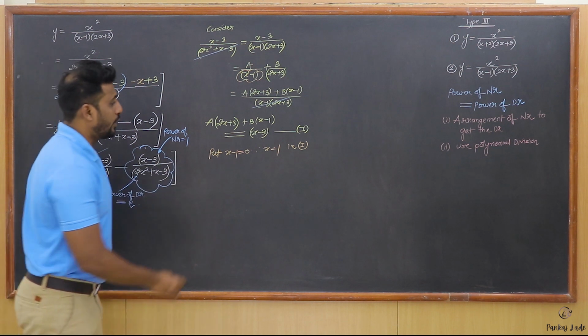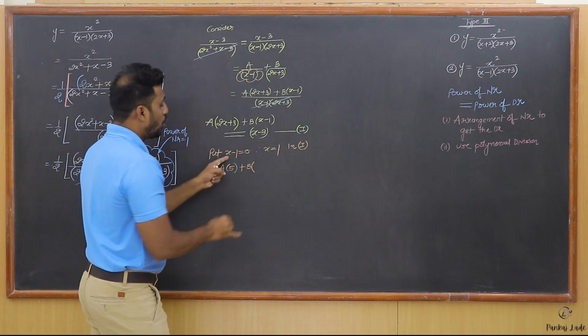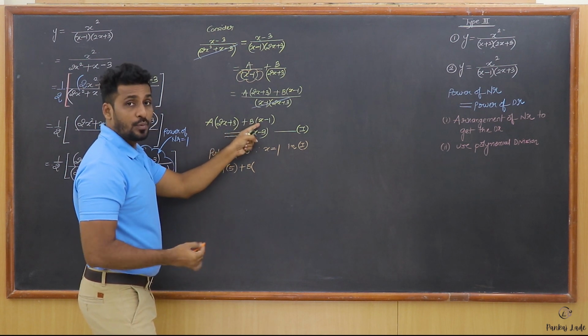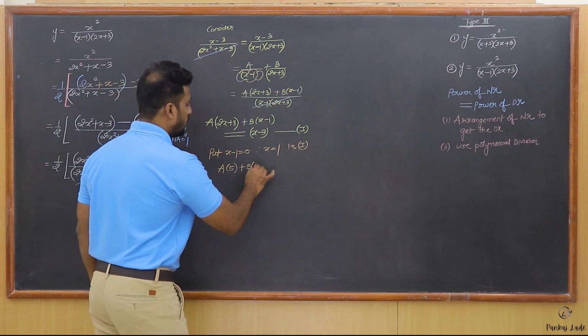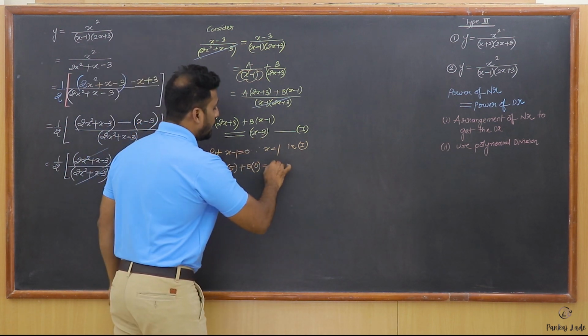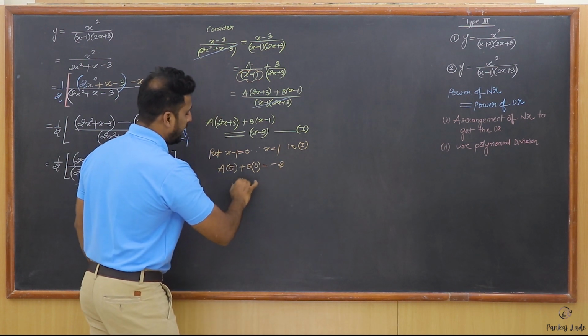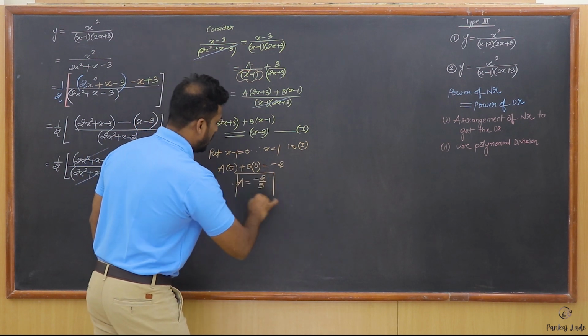So that's 5. So a into 5 plus b into, what are you going to put x minus 1 as? x minus 1 is going to be 0. Again, if you put x as 1, you are still going to get 0 only, isn't it? So that's b into 0, and then x is taken as 1, so that's 1 minus 3, you get minus 2, so you get a as minus 2 upon 5.